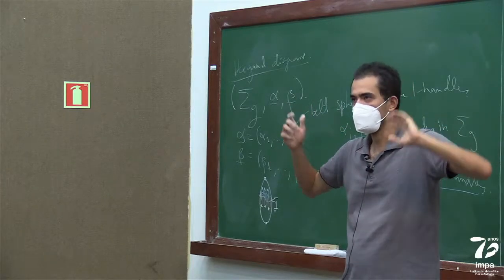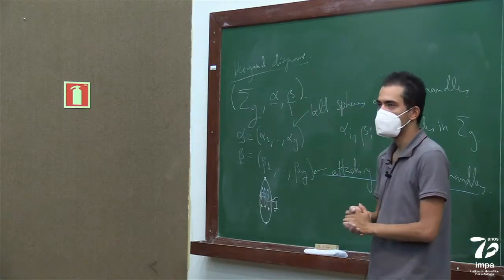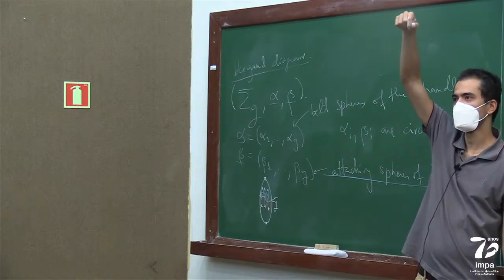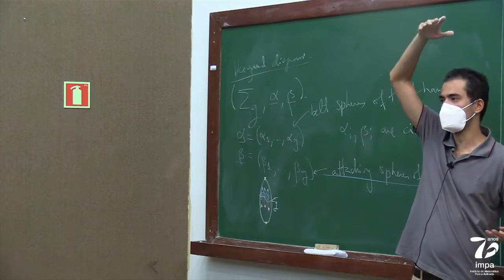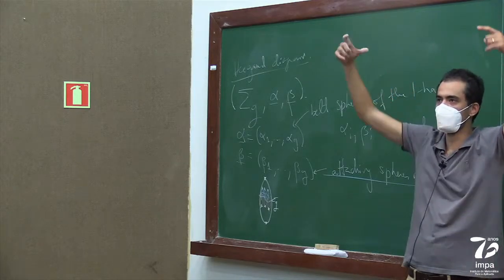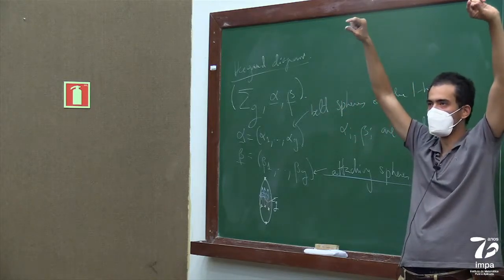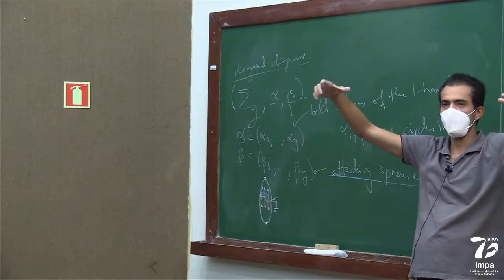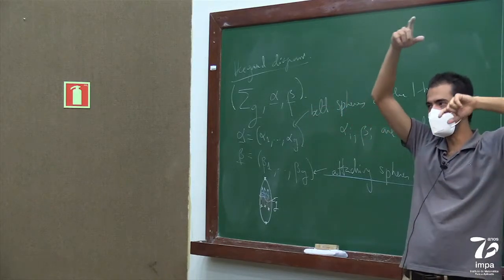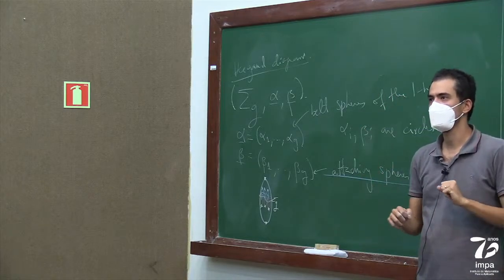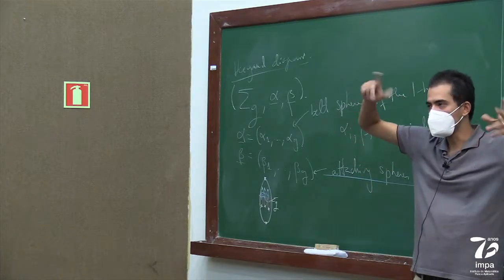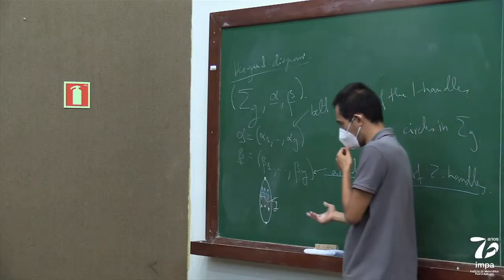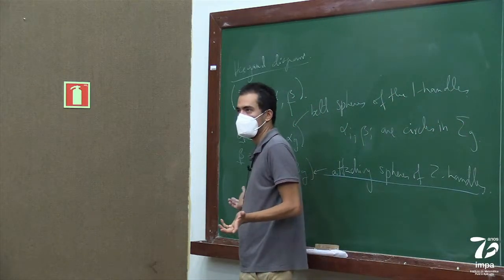So the attaching sphere of a one handle is an S0, but the belt sphere is an S1. And the opposite for a two handle: the attaching sphere of a two handle is an S1, but the belt sphere is an S0. Okay, so when you flip it, you flip attaching and belt spheres, and you flip one handles and two handles. So that's why you can think of them as symmetric in this sense.